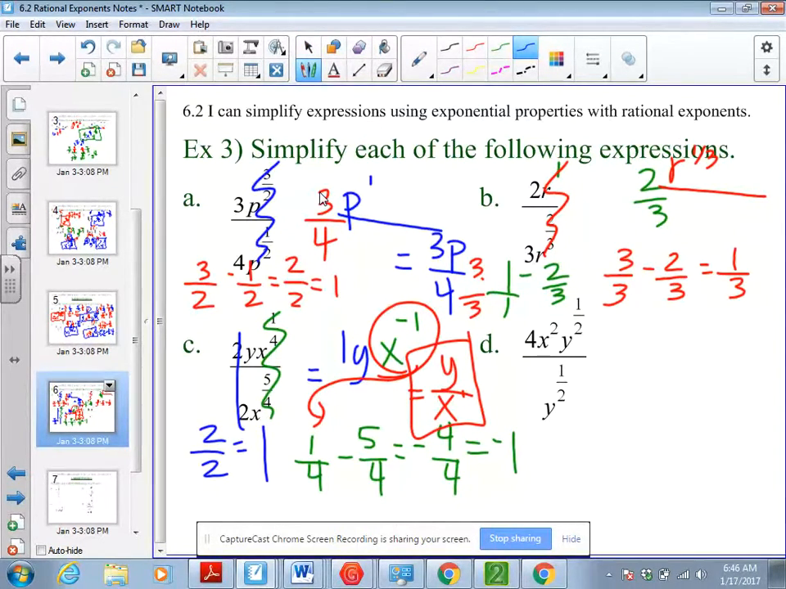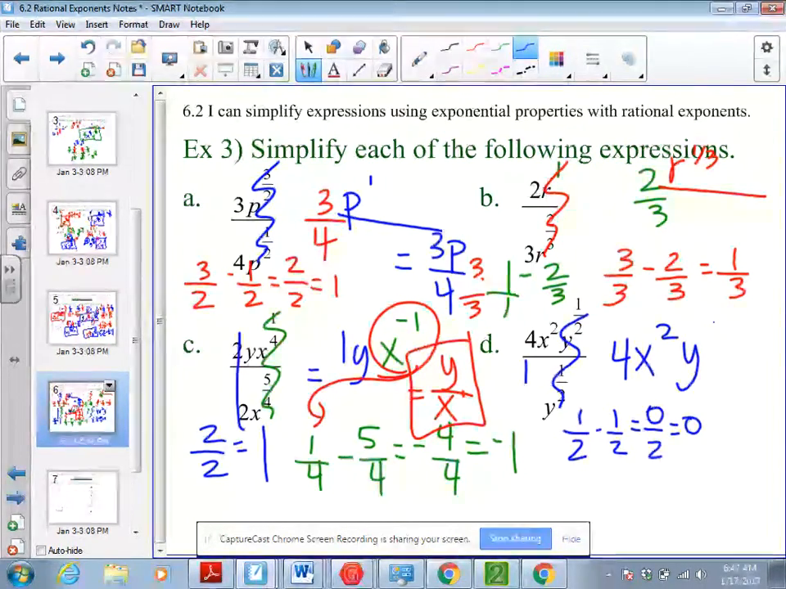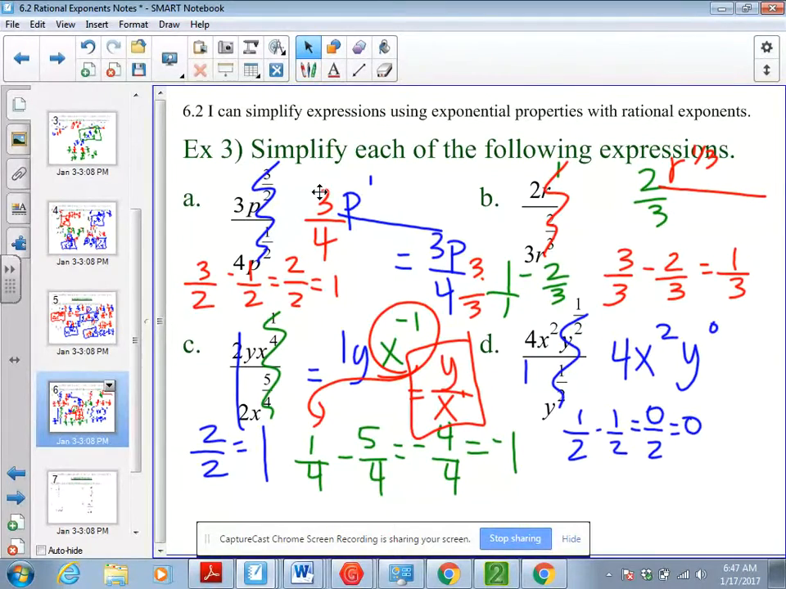If I look at example D, this is like 4/1, so I'm just going to leave that 4 on the numerator. My x squared doesn't have anything to pair with it, so I'm going to leave the x squared. My y's I can subtract though. I've got 1/2 minus 1/2. 1/2 minus 1/2 is 0/2, which we know is 0. So this is going to become 4x squared y to the 0.